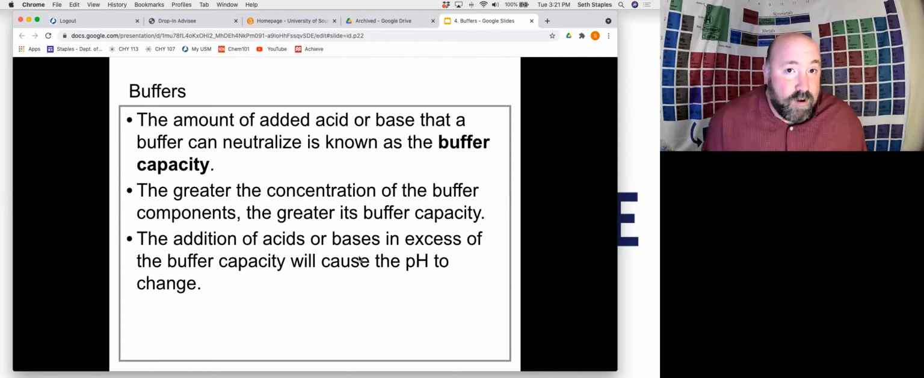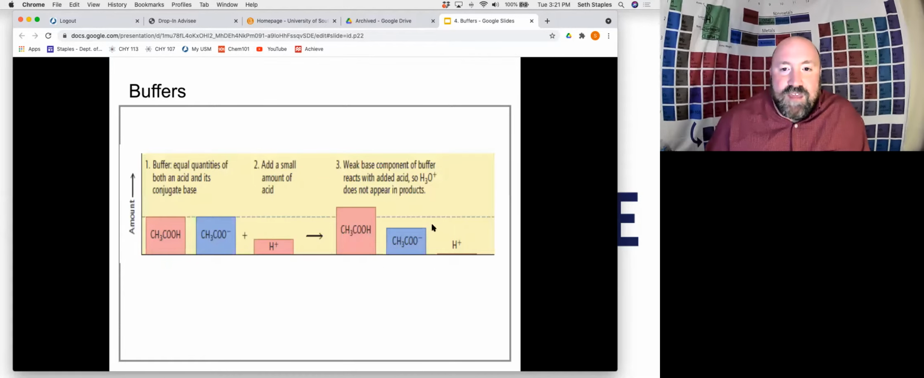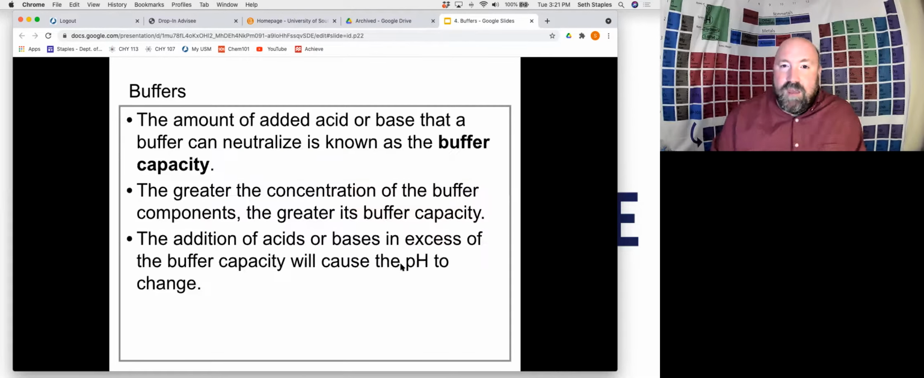This can't go on forever. Obviously, if we go back and look at this example, if we continue to add acid to this, then eventually we're going to use up all of this acetate ion. When that happens, now when we add acid, the pH is going to change because there's nothing there to neutralize it anymore. And that's what's known as the buffer capacity. The buffer capacity is the amount of added acid or base that a buffer can neutralize. Once you've exceeded that capacity, any acid or base that's added is going to drastically change the pH of our system.